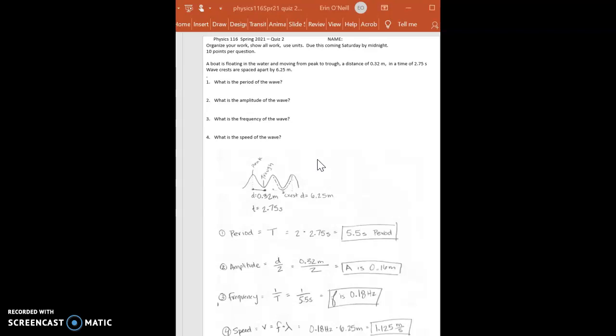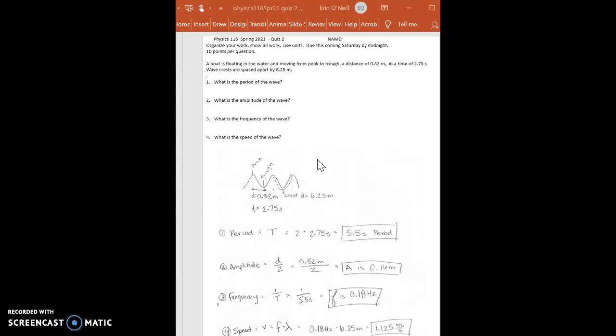Then the amplitude is basically the maximum distance away from the center point. So we have D. It says that the distance of the peak is 0.32 meters. Since that's measuring from the bottom, we have to divide that by 2, since this is where the x-axis would go. So 0.32 meters divided by 2 is 0.16 meters.